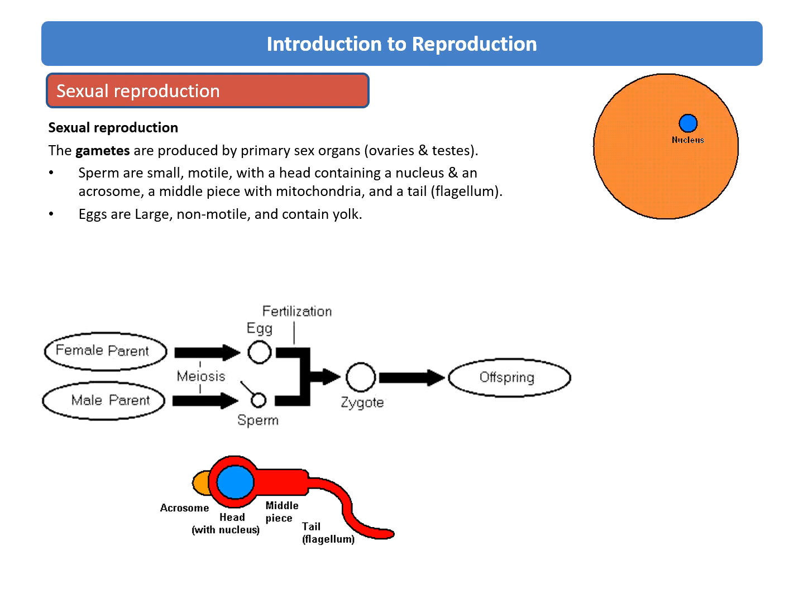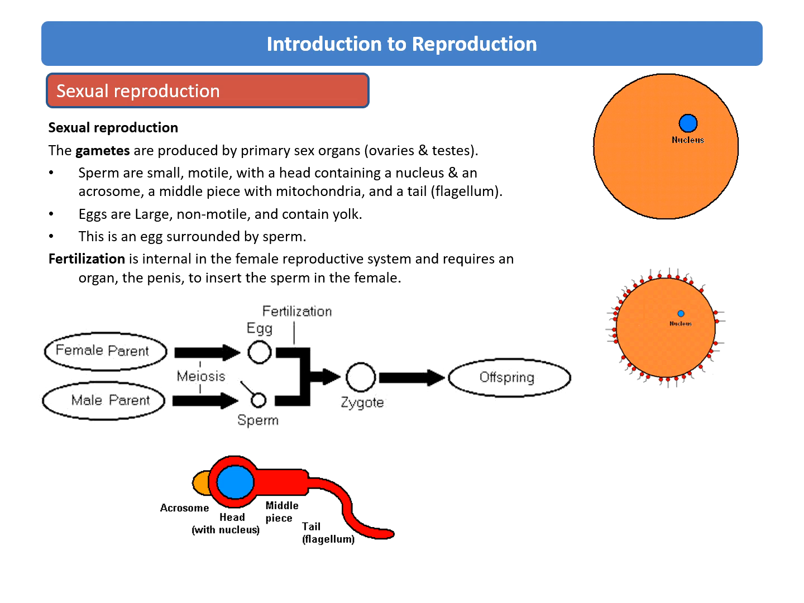Eggs, on the other hand, are large and non-motile, and they contain yolk, a food material for the embryo. A chicken egg is a single cell with a lot of yolk because the chick, before hatching, needs a lot of food. Here is an egg surrounded by sperm to give you a perspective of the comparative sizes. Fertilization is internal in the female reproductive system and requires an organ, the penis, to insert the sperm in the female.